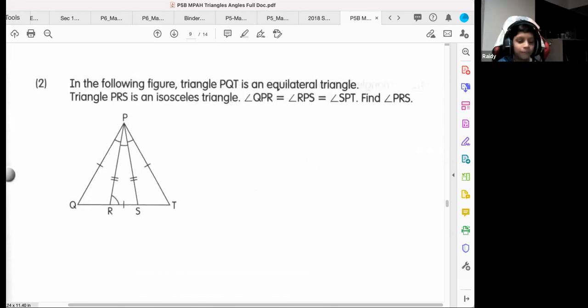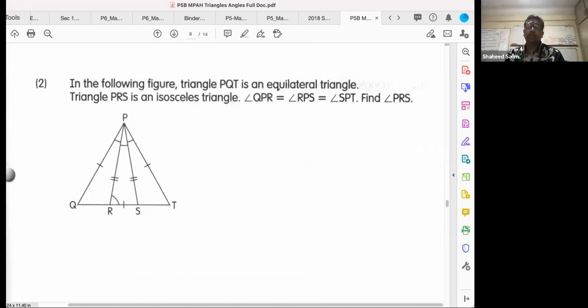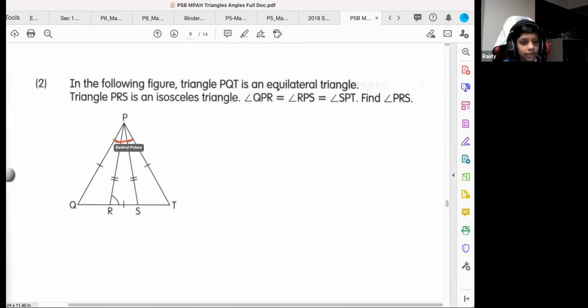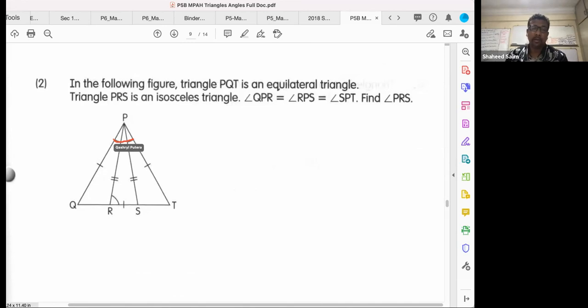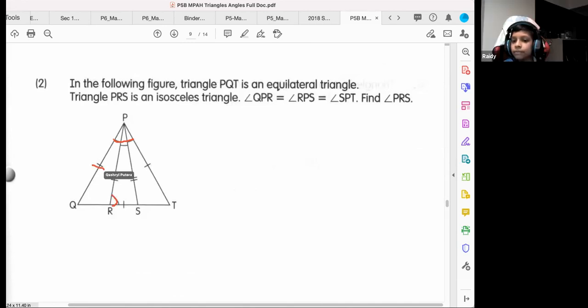Putra, which angles can you label? Which one do you know? Q, R. Wait, no, Q. Yeah, label. Okay, that one is how much? PQT, how much is that? 60. Okay, so 60.